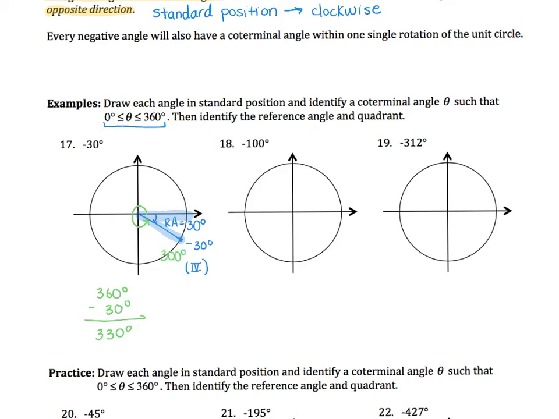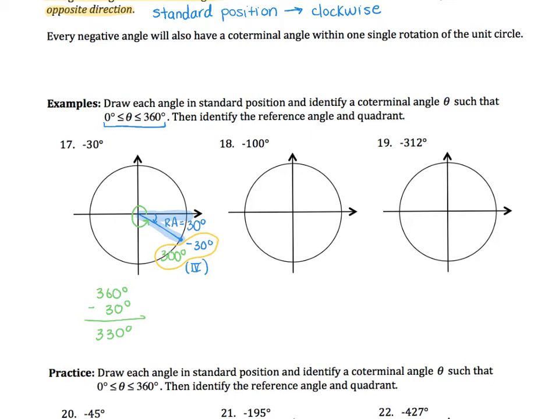And that's kind of nice, that if you have a positive angle and a negative angle that are coterminal, they should always add up to 360. So that's a nice little trick. Not too bad. Okay, so number 18.